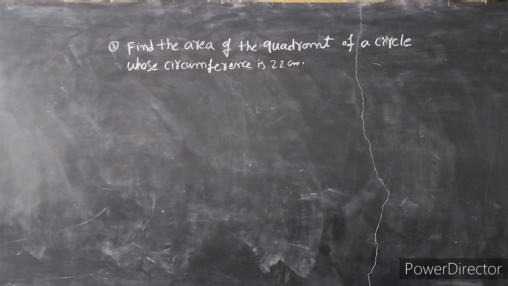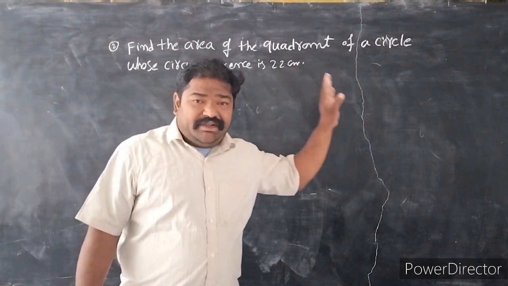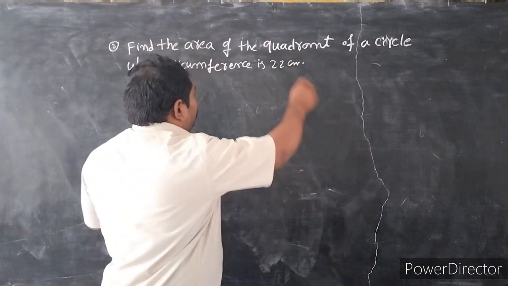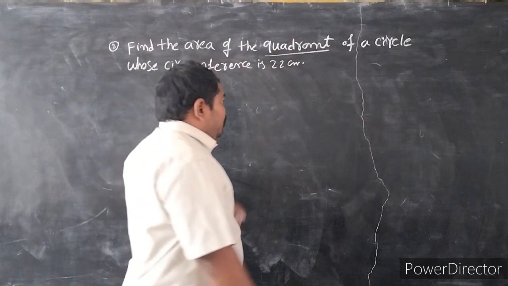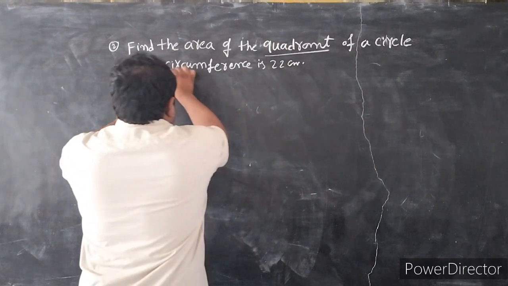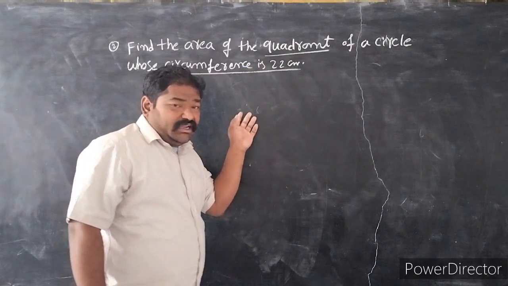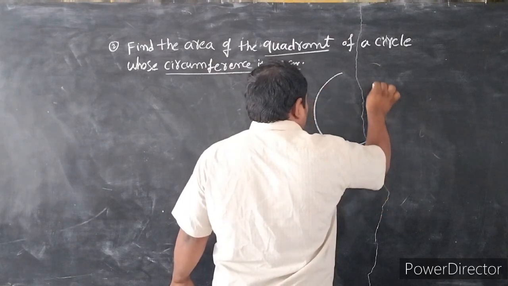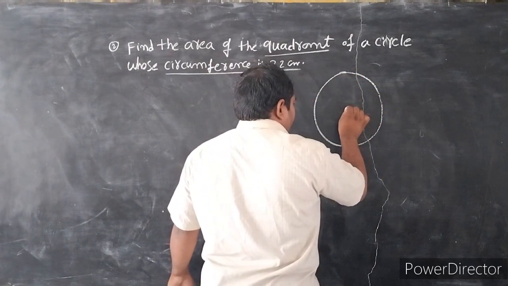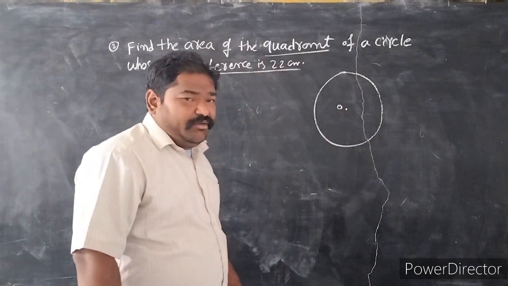And the next question we have: find the area of the quadrant of a circle whose circumference is 22 centimeters. They have given a quadrant of a circle. Now they have given the circumference of the circle as 22 centimeters. Circumference means the perimeter of the circle. I forgot to tell this point. This is the circle with center O.